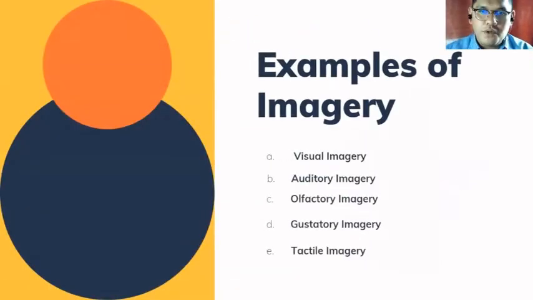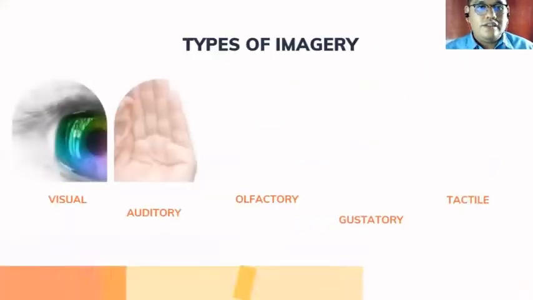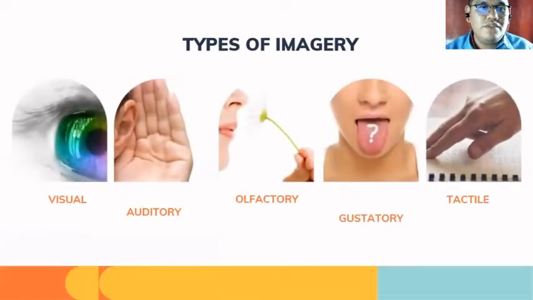So there are examples of imagery. Okay? Or types of imagery. First is visual imagery, auditory imagery, olfactory imagery, gustatory imagery, and tactile imagery. So that's the five types of imagery. Okay, so sa types of imagery natin si visual, which is for sight, auditory, hearing, sound or hear, olfactory is for smell, gustatory is taste, and last is the tactile. Sa tactile naman guys is touch.